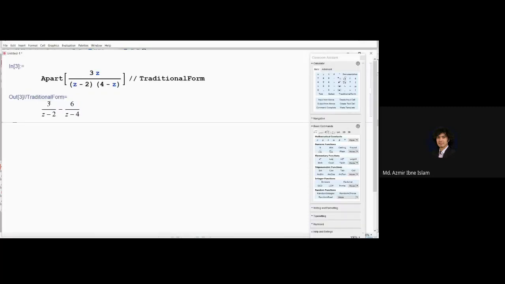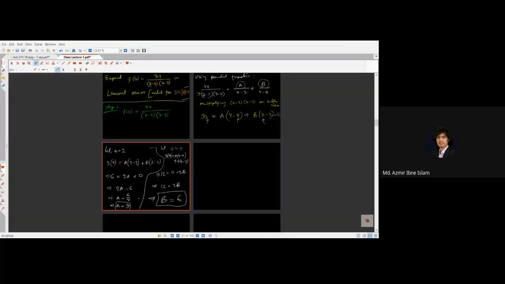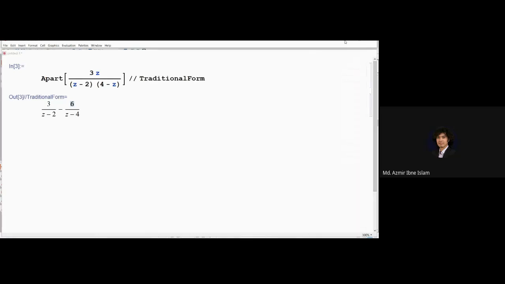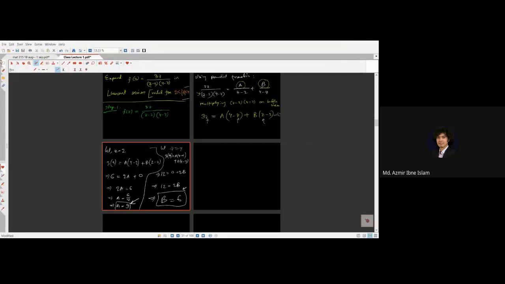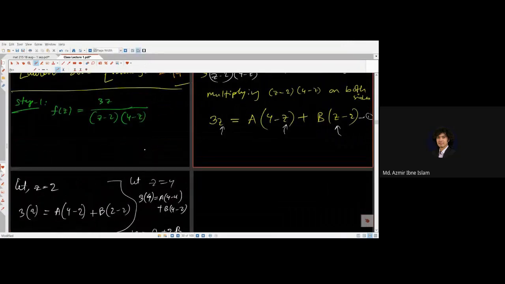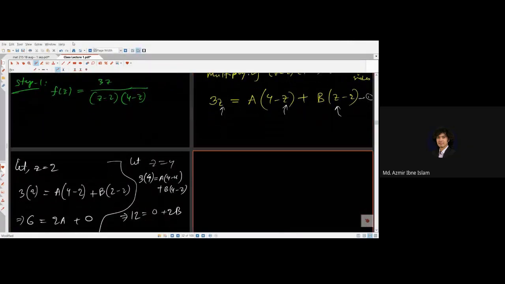You can see here the A value is 3 and B is 6. But actually we have found this one also here. I can use Mathematica, or I can use some other online tools. Is that okay? But I will suggest you, please don't go for shortcuts, because the same thing will come again in your Laplace transform part.